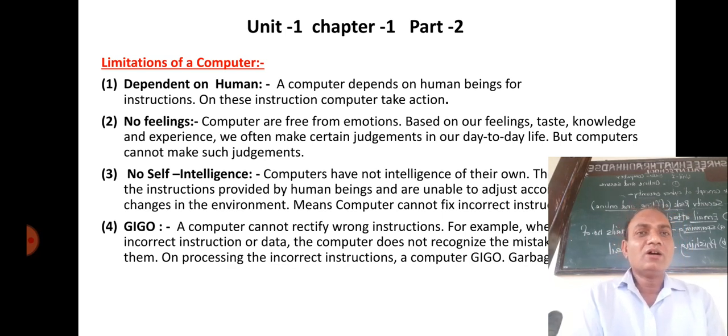What does it mean? The computer cannot have its own intelligence or thinking, so that's why a computer depends on the human, because the human or user can give the instruction or command to the computer, and then the computer can operate or learn. So this is the first limitation, dependent on human.